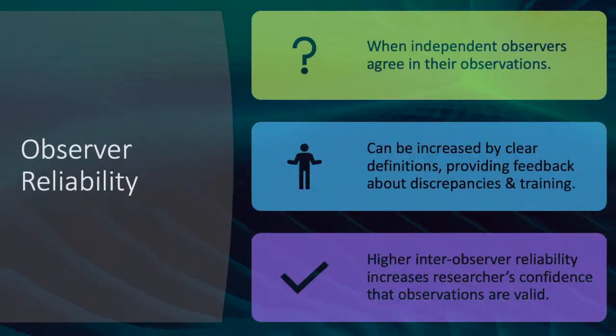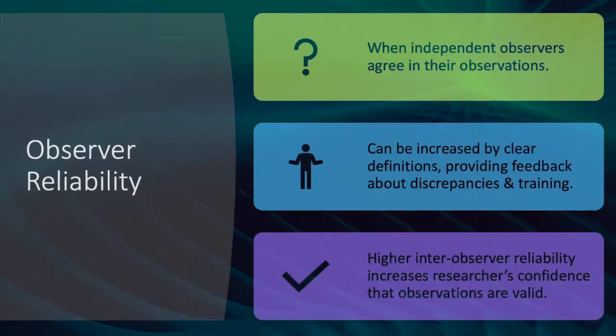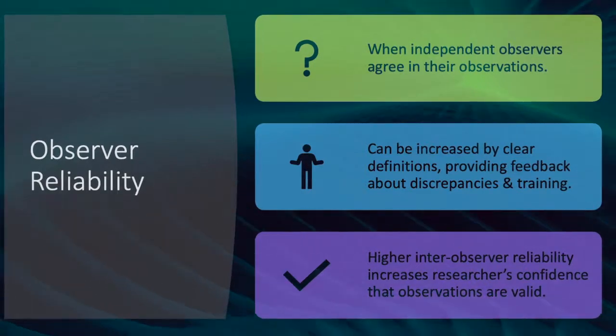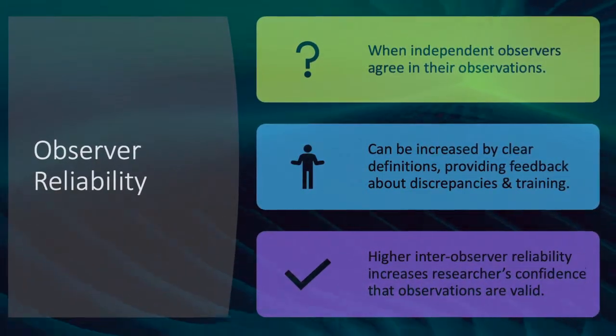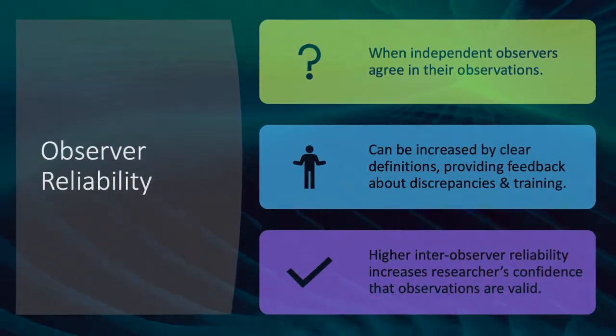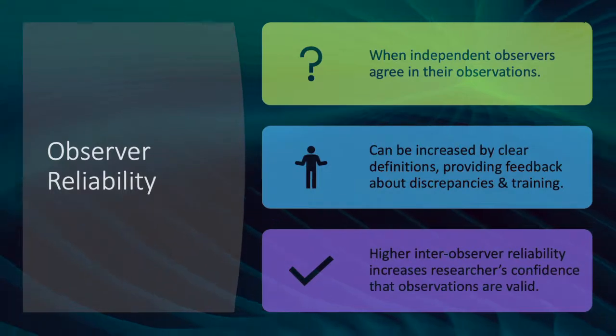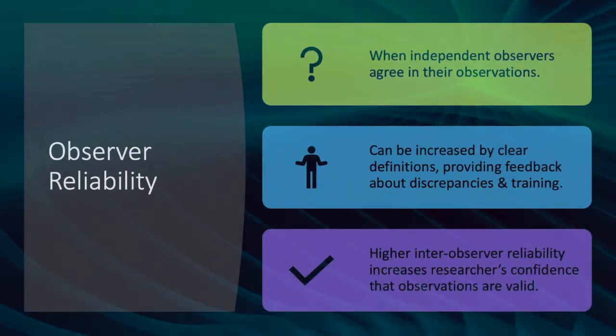Observer reliability is when independent observers agree in their observations. It can be increased by clear definitions, providing feedback about discrepancies, and training. Higher inter-observer reliability increases researcher confidence that observations are valid.